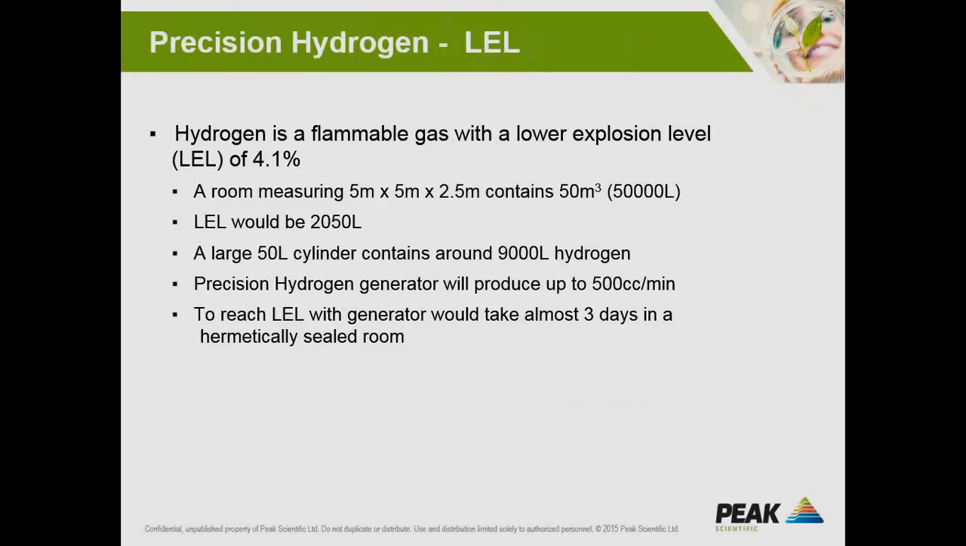Now, if you had a cylinder in this room and rapidly released the contents of the cylinder, you can see that you'd very quickly reach the LEL by releasing just a quarter of the contents of the cylinder. If we contrast this with a hydrogen generator producing 500 cc's per minute, it would take almost 3 days to reach the same level of hydrogen. And this would mean that you'd have to avoid any escape of the gas, which is very diffuse. So I think this illustrates nicely the safety aspects of using a hydrogen generator in the lab.